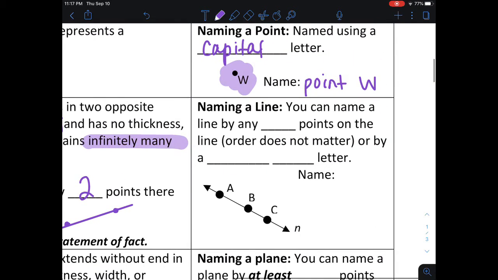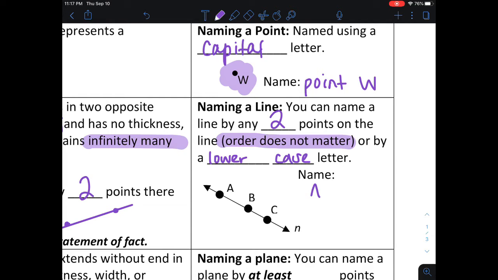All right, naming a line. You can name any line by two points on that line. Order doesn't matter. That's very important. Order does not matter. Or you can use a lowercase letter. I'm going to give you several examples for how to name this line right here.